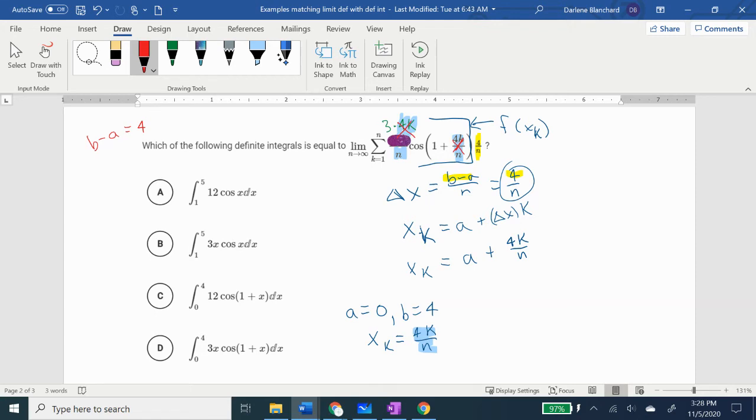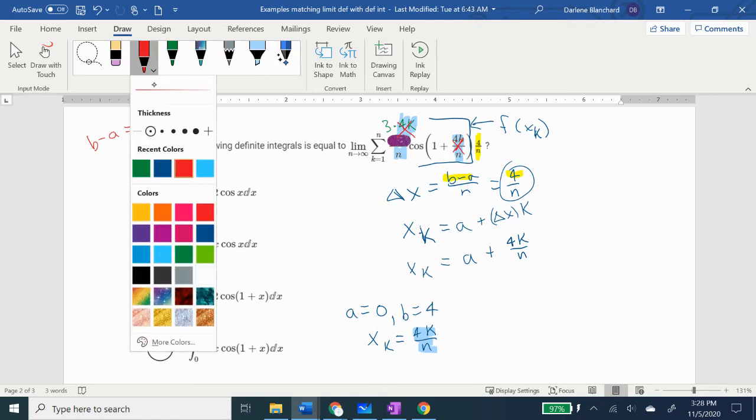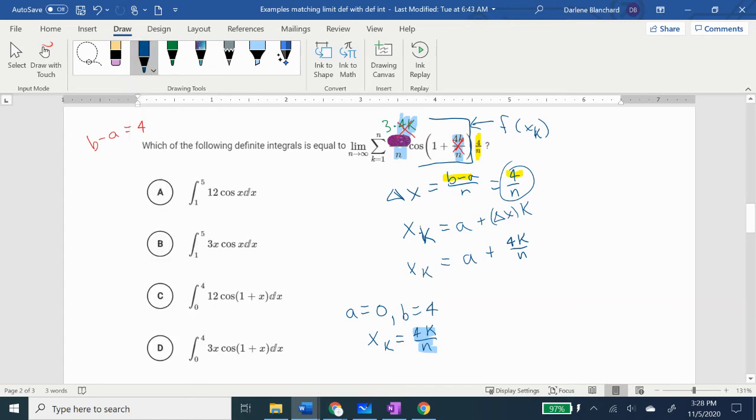So my function f of x is 3 times x times the cosine of 1 plus x. And this is going to be found in an integral that is 0 to 4. So the question is, do any of these fit that? And the answer is, hey, look at that. That one does fit.